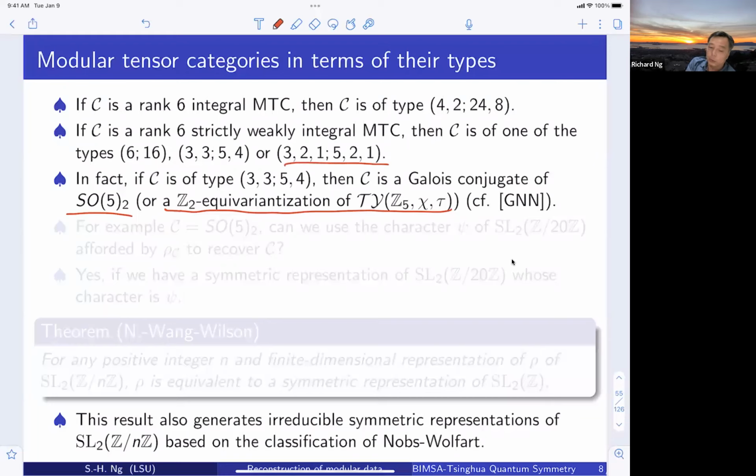You can still do it. Eric introduced the notion of assessing: you can assess the SO5 level 2 to get this one. But in fact, there's also a Z2 equivariantization of the Tambara-Yamagami. Both of them are there. So these two are related in several different ways. You can refer to GNN, which is the paper by Gelaki, Naidu, and Nikshych. In the paper, you will see that both of these categories are there.